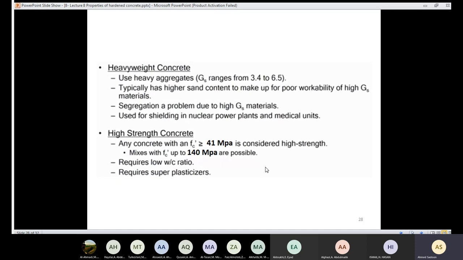You need to remember that the value for normal concrete after 28 days curing is going to be between 20 megapascal and 40 megapascal. So if your concrete is more than or equal to 41 megapascal, then this is going to be considered high strength concrete. So how to achieve high strength concrete? Of course, you are going to use a lower water cement ratio so that the strength is going to be higher. And in order to make up for the bad workability, you need to use a superplasticizer. So to achieve high strength concrete, you use a low water cement ratio plus a superplasticizer to compensate for the bad workability.